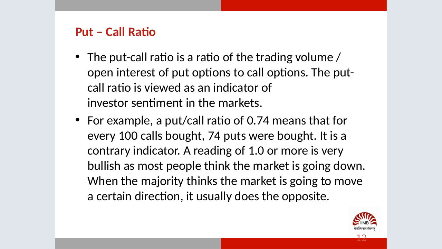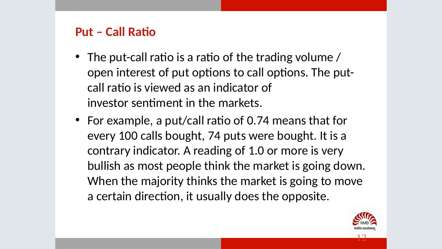So for example, if your put call ratio is 0.74, this means for every 100 calls bought, only 74 puts were bought. It's the contrary indicator, but this part is kind of a little confusing. So please listen to this carefully. This is essentially a contrary indicator.